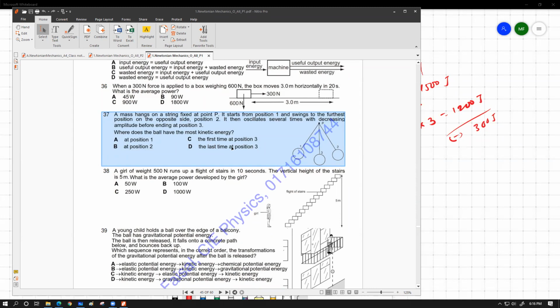What do you mean by amplitude? Let me just explain what amplitude means.